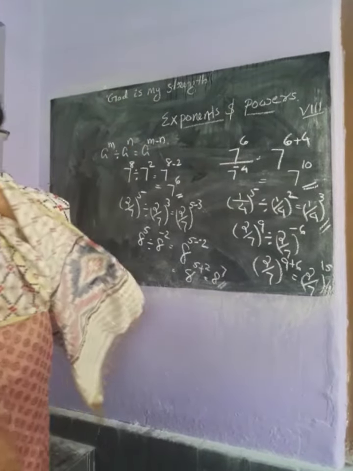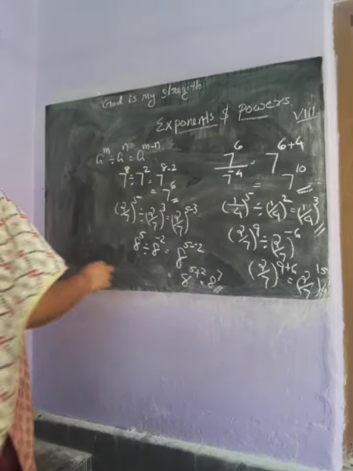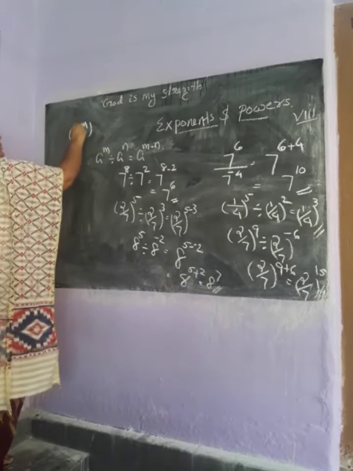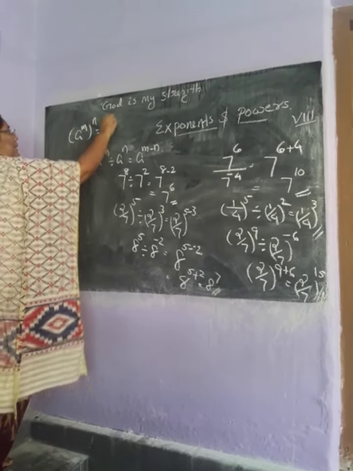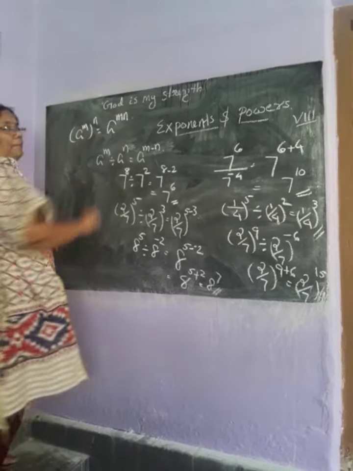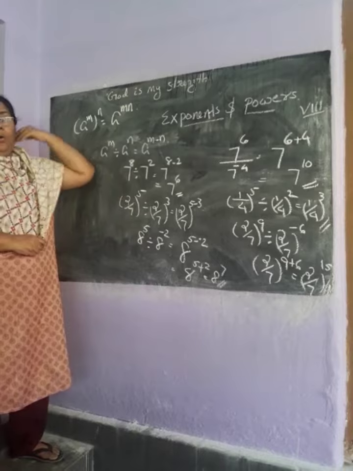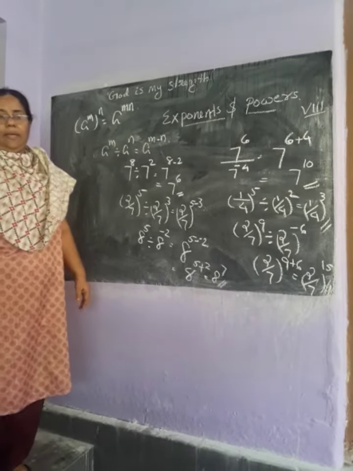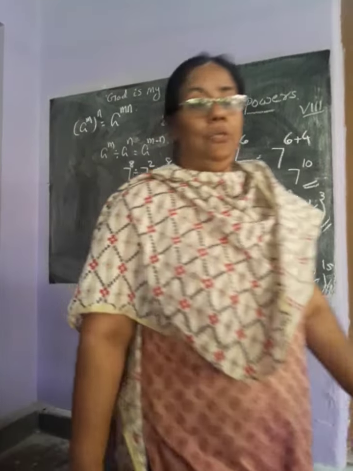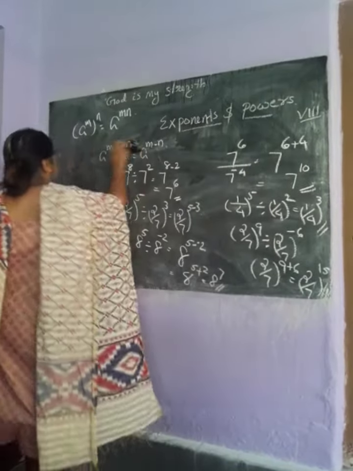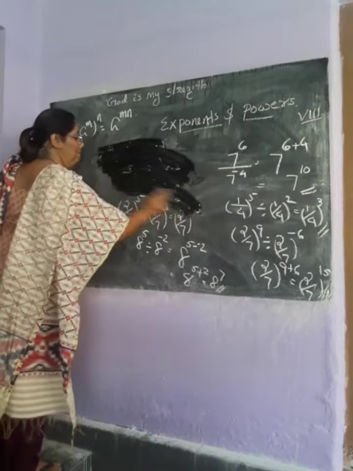Third property: a raised to m, the whole raised to n, is a raised to mn. What's the third property? a raised to m, the whole raised to n, is a raised to m into n. What's the example? Example.